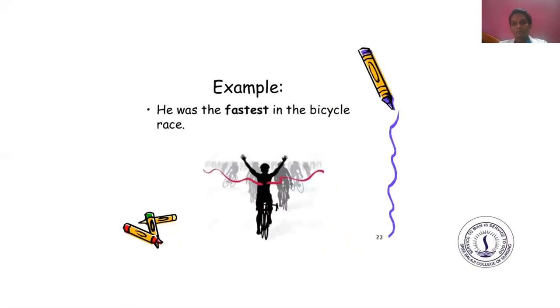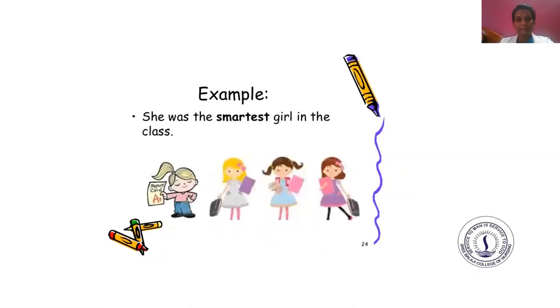Now we'll see some examples. He was the fastest in the bicycle race. There are so many persons in the race, but you are comparing him with more than two persons, and you are saying, oh, he was the fastest in the bicycle race.